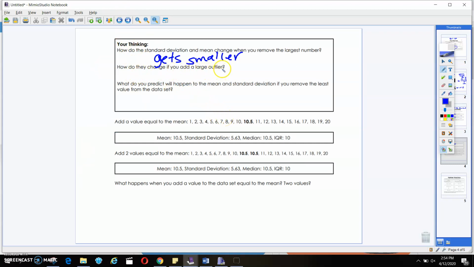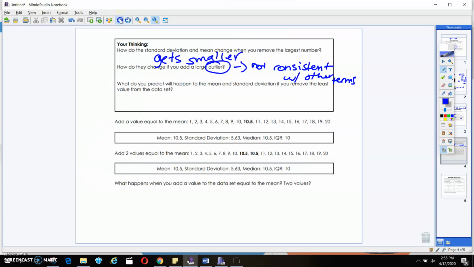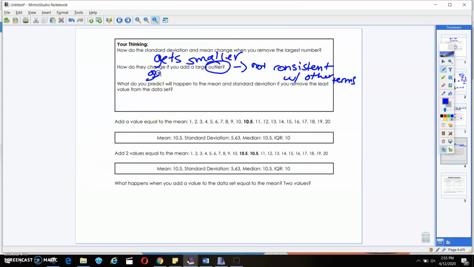How do they change if you add a large outlier? The word outlier means that it's a number that's not consistent with the other terms, okay? Just like in that last example, we added 40. Well, 40 doesn't really go with 1 through 20. So how did that affect the standard deviation and the mean here? Well, look at what happened. It went from 5.77 to 8.43. It went from 10.5 to 11.9. So it gets bigger when you add a large outlier, okay? So it increases that standard deviation.